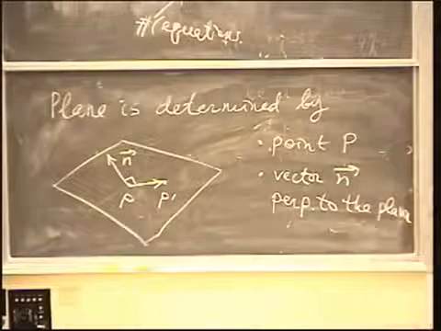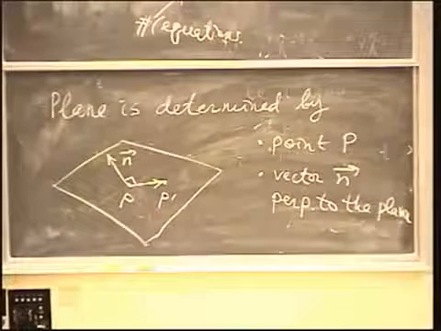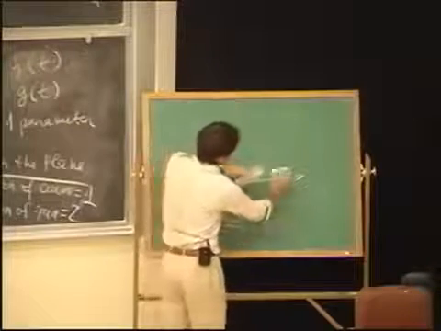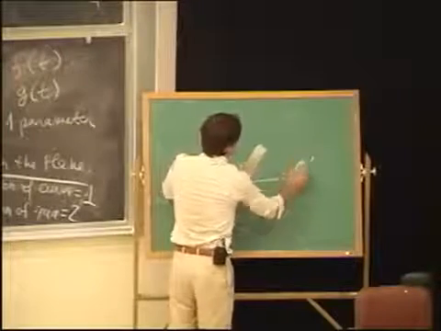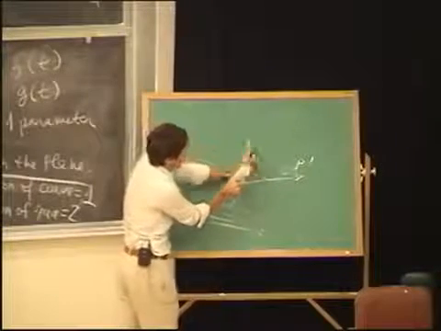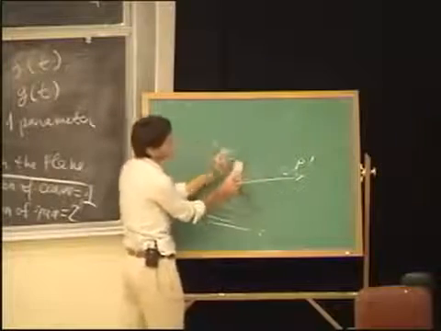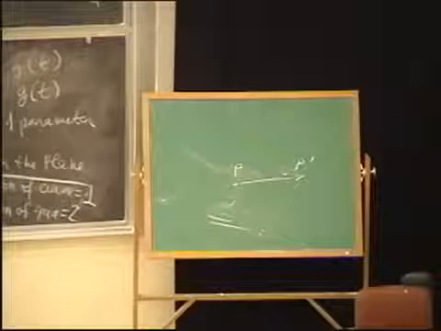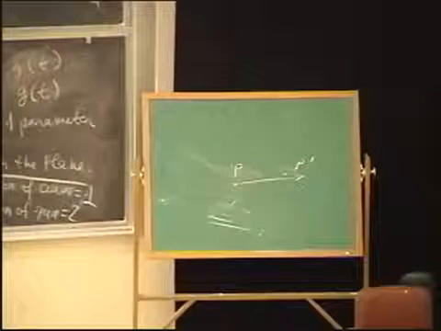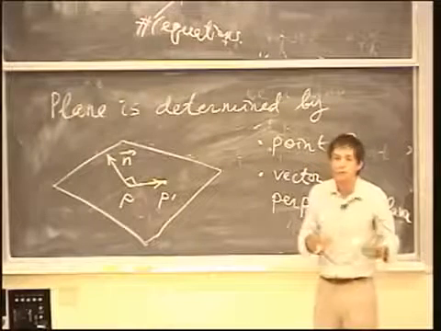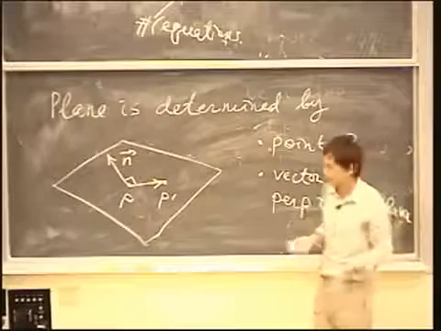So this is your vector from P to P prime. This is your plane. This vector is perpendicular to any vector that you can have inside this plane. But the condition of being perpendicular can be expressed by using the dot product. I'm sorry, I said cross product. I meant the dot product.